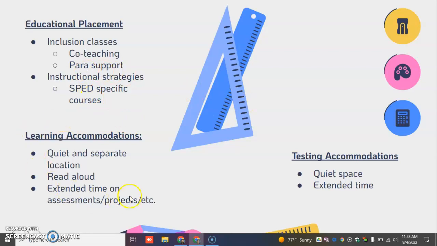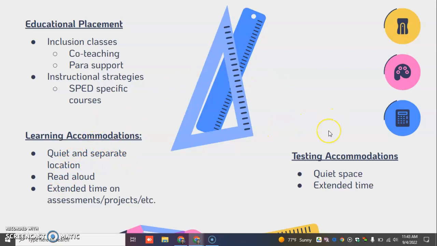As far as learning accommodations, we have a ton of them. I would say the most common ones that I have in my students' individual education plans, their IEPs, is quiet and separate space for their testing or for doing assessment work or things along those lines. Read aloud is a large one, extended time on assessment projects, things along those lines.